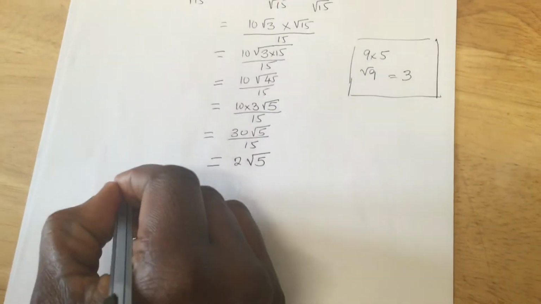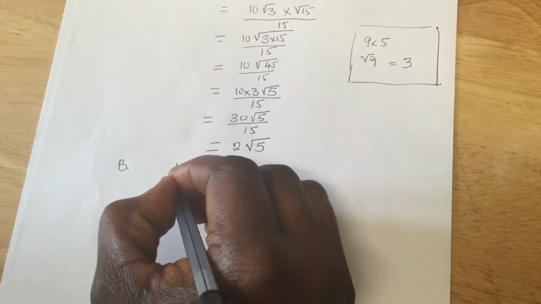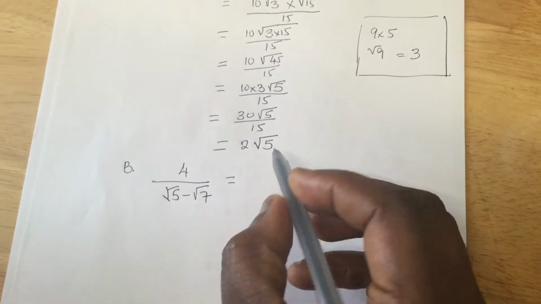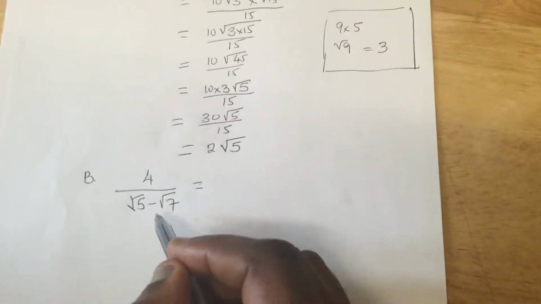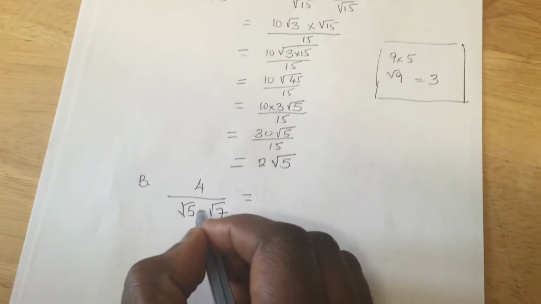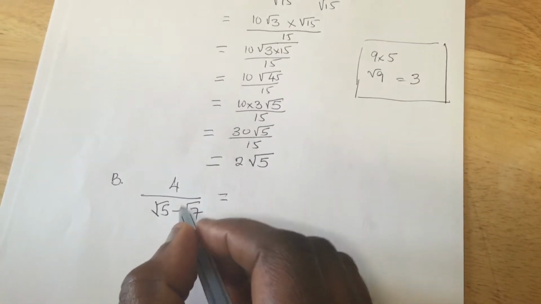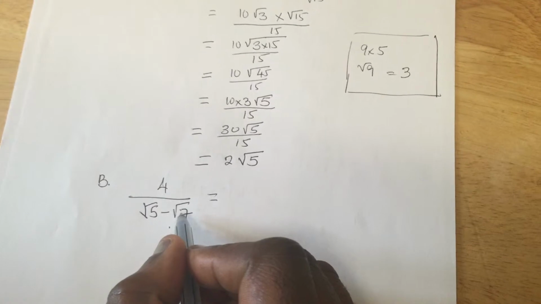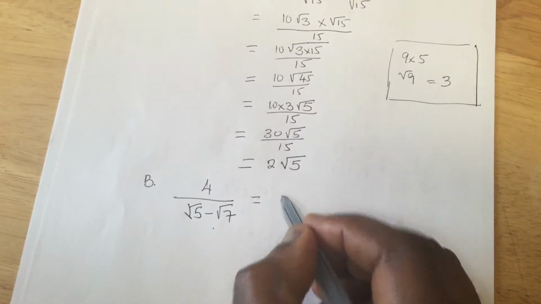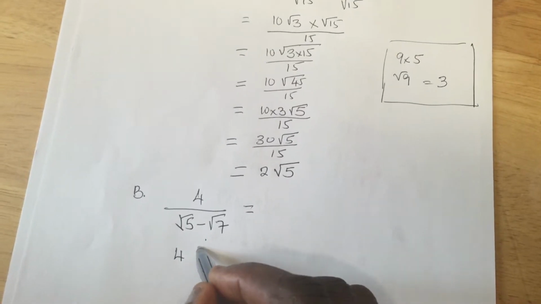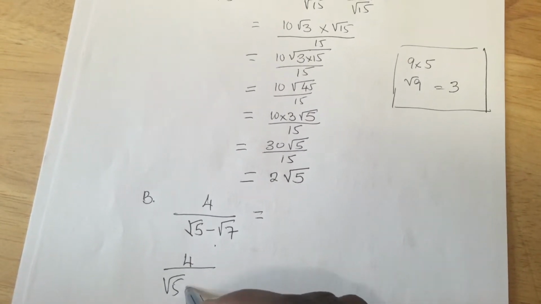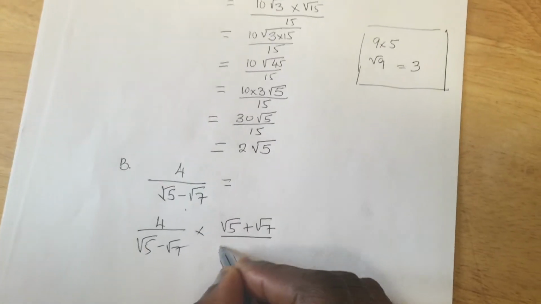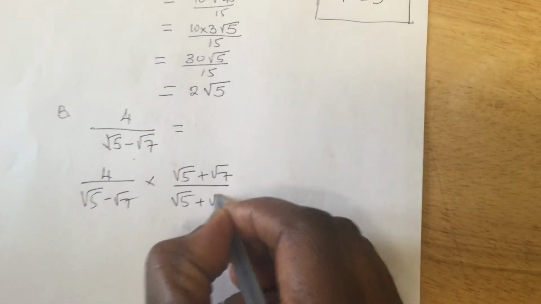Now we're going to do the same thing for part B. Our part B, 4 over square root of 5 minus square root of 7, we want to rationalize this now. And when you're rationalizing, we want to simply remove the surds. In this case, we're going to multiply, but the sign of the square root of 5 minus square root of 7 is going to change. Now we're going to have 4 over square root of 5 minus square root of 7, multiplied by square root of 5 plus square root of 7 over square root of 5 plus square root of 7.